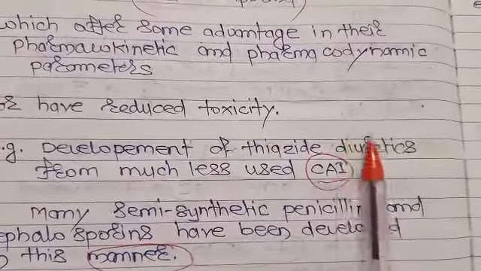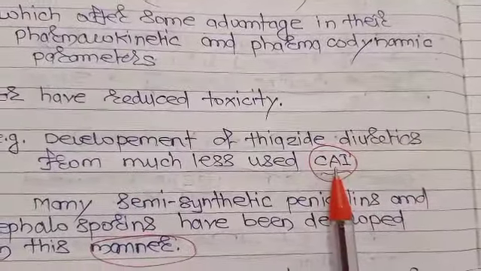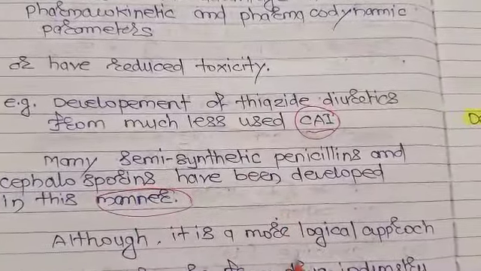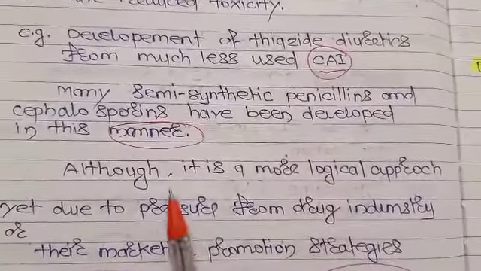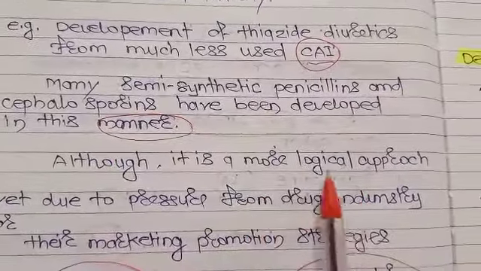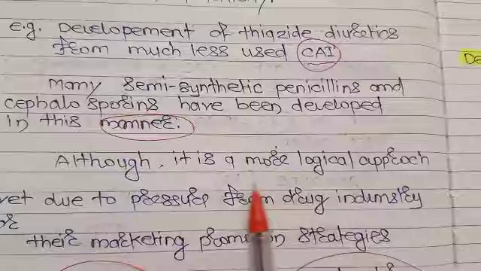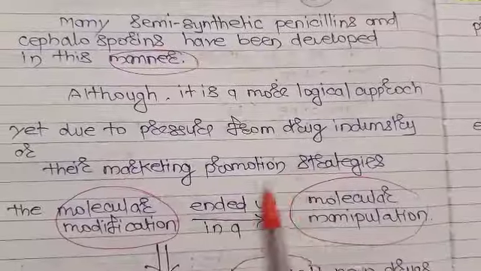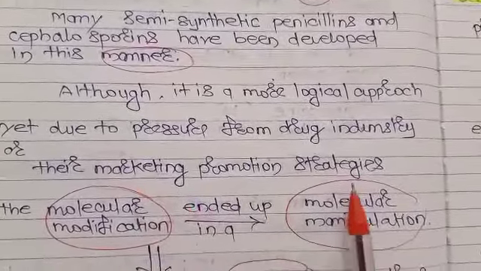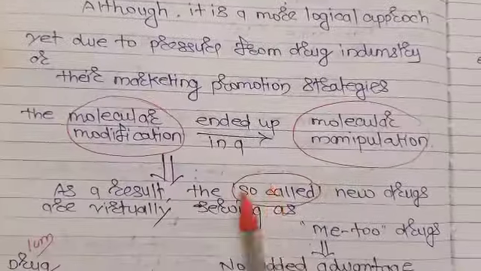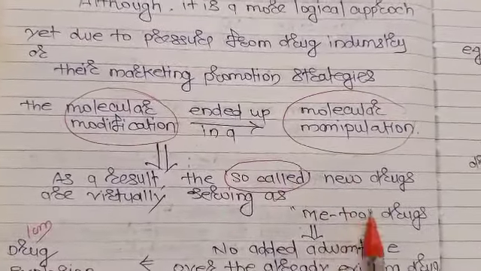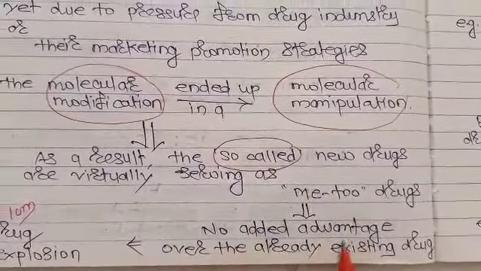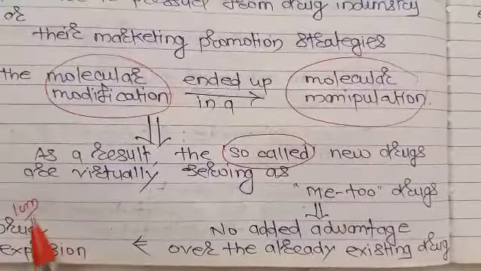Examples are the thiazide diuretics from the carbonic anhydrase inhibitor, or many semisynthetic penicillins or cephalosporins, which have been developed through molecular modification. But this molecular modification of a known drug is a logical approach. It is a logical approach because, from pressure from the drug industry or their promotion and marketing strategies, molecular modification mostly ended in molecular manipulation, because they are so-called new drugs virtually serving as me too drugs, which have no added advantage over the already existing drug, and that may lead to the drug explosion.